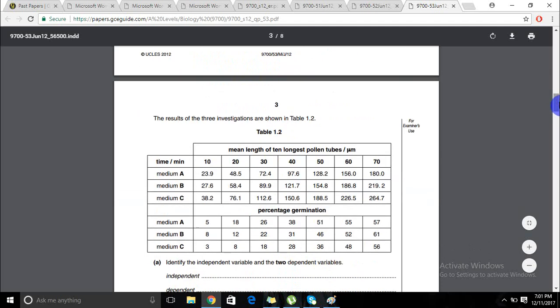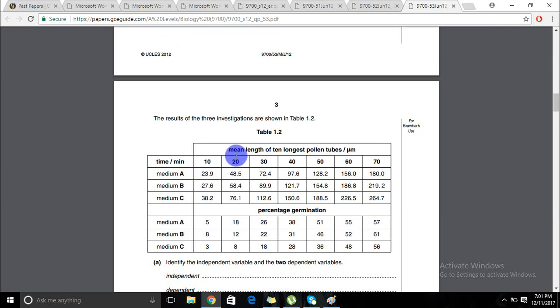And the results of the 3 investigations, and 2 different parts of the investigation: the mean length of the 10 longest pollen tubes after 10 minutes, after 20, 30. So we have intervals of 10 minutes, and we have 1, 2, 3, 4, 5, 6, 7 different events at which we took the slide. And you can observe, at the same time interval, the growth in A, B, and C, and with time, same for here.